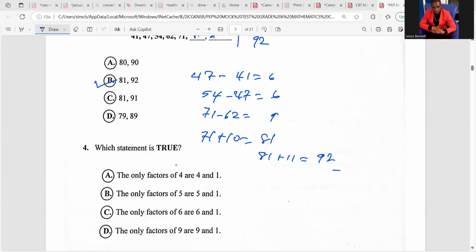I think this is Marshall. Marshall? Good afternoon. What's your answer? My answer is B because the factors of 5 is 5 and 1. The factors of 4 is 2 and 1. The factors of 6 are 2 and 3 and 1. And the factors of 9 are 3 and 1.